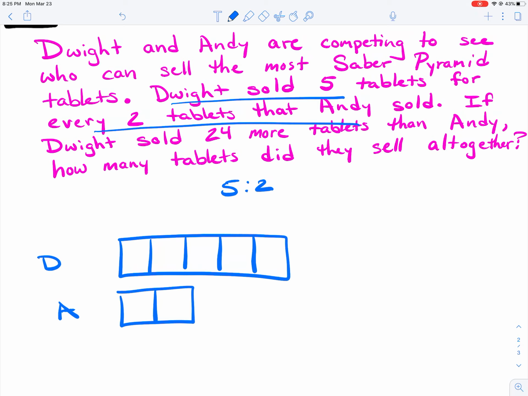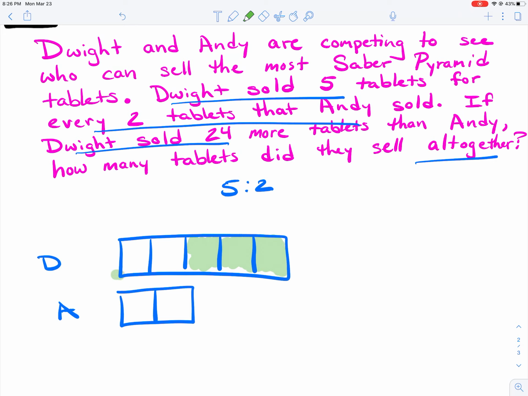All right, so what is different about this one? Well, it's asking me to find all together. So that means I don't know what the total is, so I can't put a bracket on everything. All they're telling me is that Dwight sold 24 more tablets. Now, that's not saying that Dwight sold 24, so I'm not going to put a bracket here and say 24. That's not what it says, okay? What it's saying is that Dwight sold 24 more tablets. That is referring to this part right here, that is the more that Dwight sold.